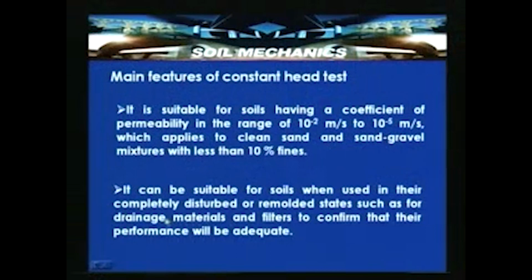So, the main features of constant head test: it is basically used for coarse grained soils or soils having permeability in the range of 10 to the power of minus 2 to 10 to the power of minus 5 meter per second, which applies to clean sand and sand gravel mixtures with less than 10% fines. It can be suitable only for soils when used in their completely disturbed or remolded states, such as for drainage materials and filters, to confirm that the performance will be adequate.